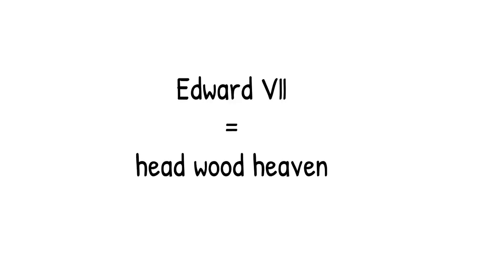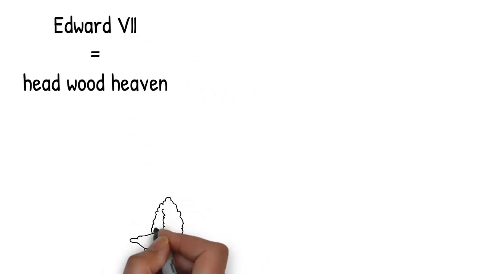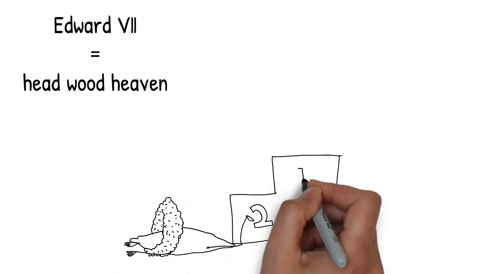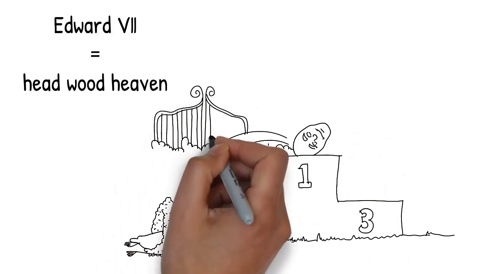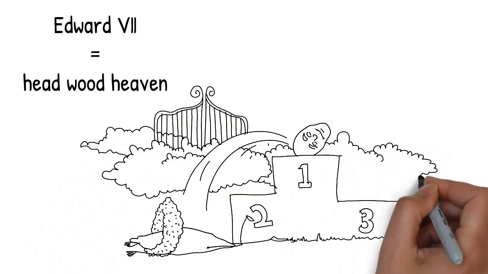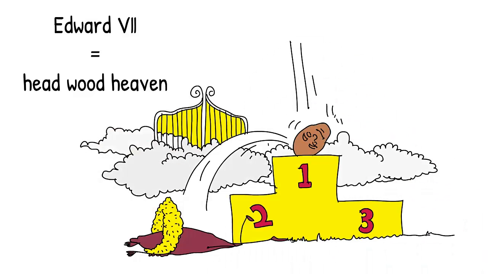Following Queen Victoria was Edward VII. To remember that, we'll use Head, Wood, Heaven. Out of the sky falls a head made of wood. It hits the yam and knocks it to the ground, and then the wooden head settles on the podium.